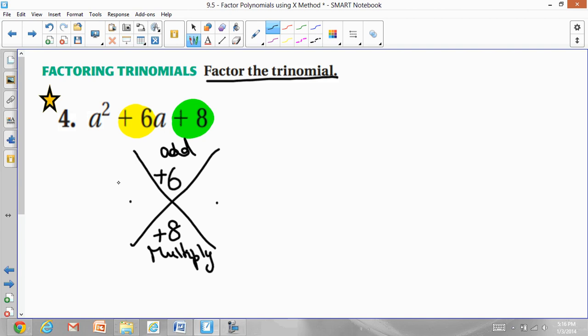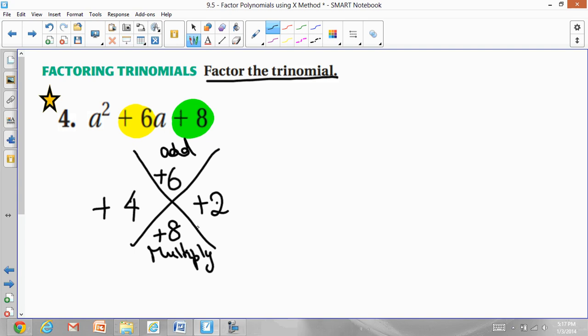Pause the video and rewind this and understand this again. You're looking for two numbers that when you multiply should give you an 8. 8 can be gotten by multiplying 4 and 2. So I'm writing positive 4, positive 2. Make sure that you always put the sign. And the same two numbers, when you add them, give you a positive 6. Positive 4, positive 2 combines to give you a positive 6. So the X method is done.